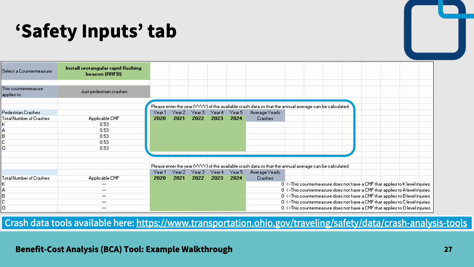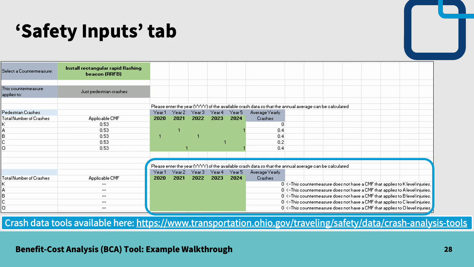So, let's enter historical crash data. If you need crash data for your project area, you can use the AASHTO Safety tool through ODOT, available at the link shown at the bottom of this slide. We enter 5 years of data, and then the tool calculates an average annual rate of injury by category.